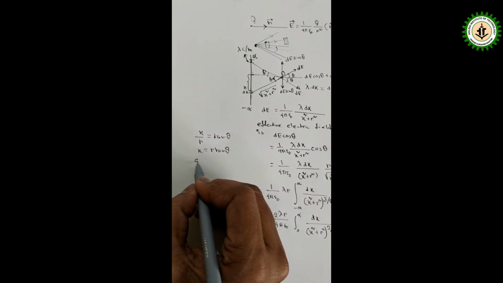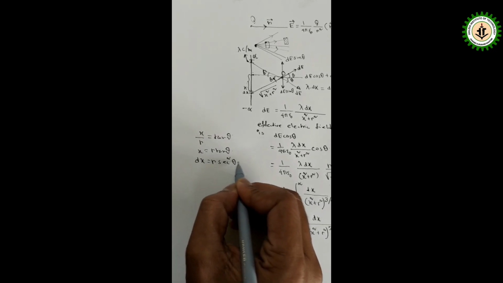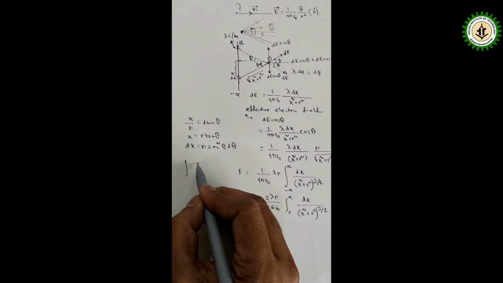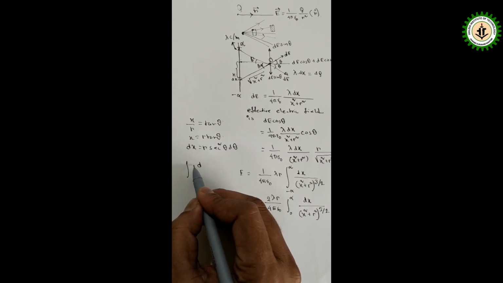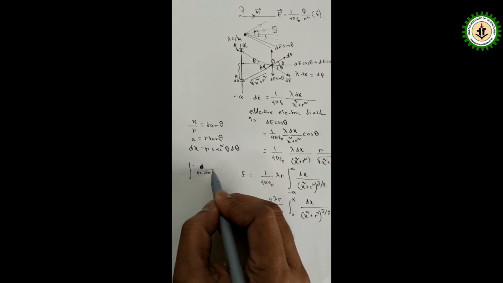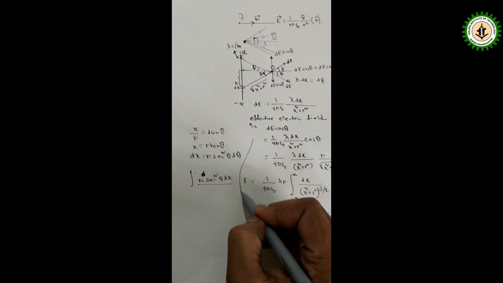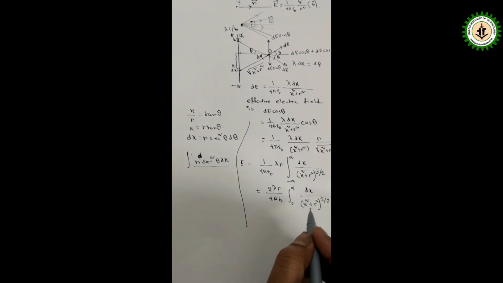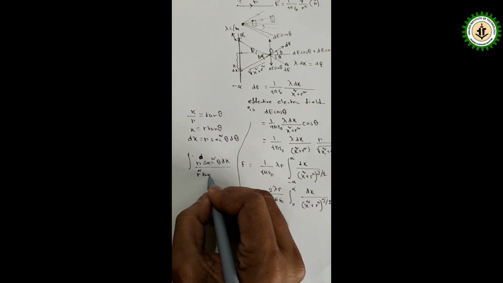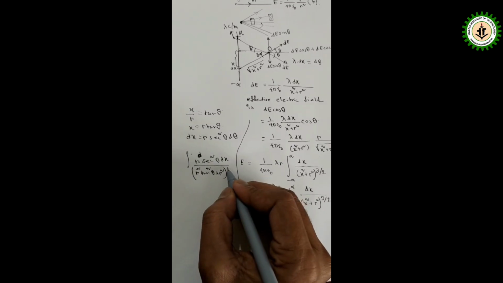Now if I take the derivative with respect to theta, dx equals r sec square theta d theta. So if I go for this integration, that is integration of dx, dx I can write r sec square theta d theta, and this portion becomes x square plus r square. So x square means r square tan square theta plus r square, to the power of 3 by 2.